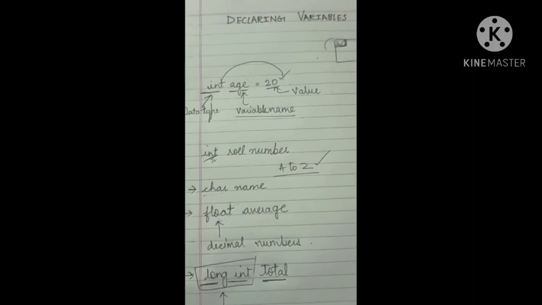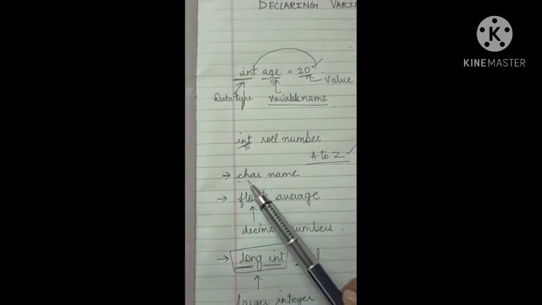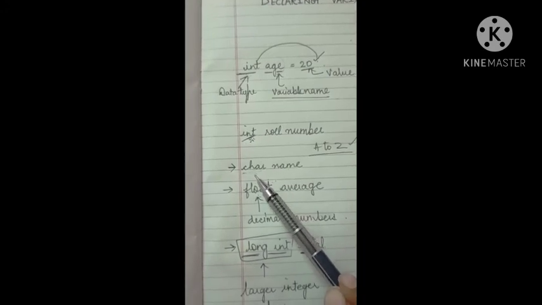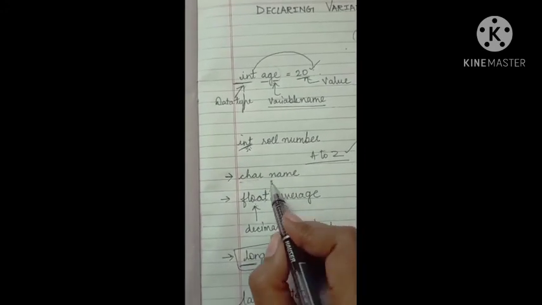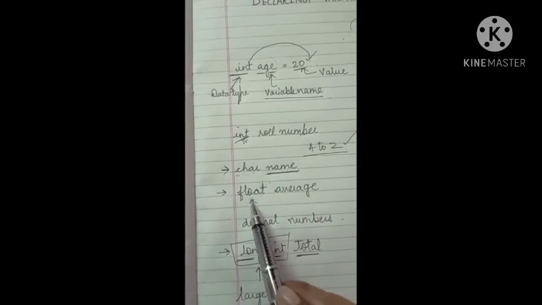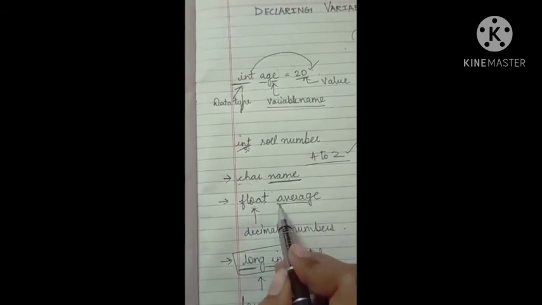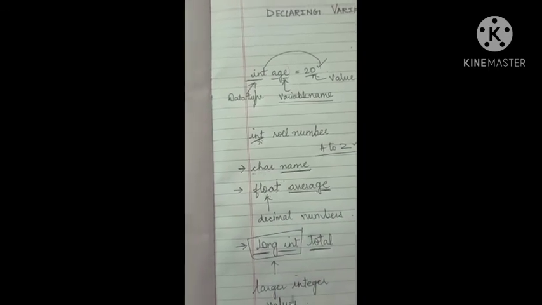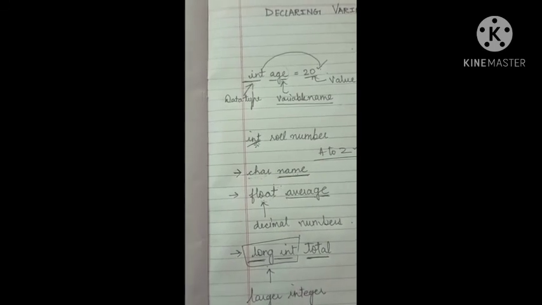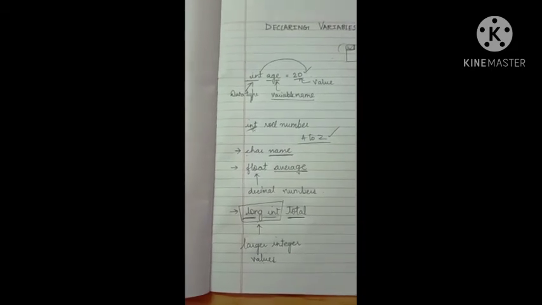This int is used for storing integer data type values, and this character data type is used for storing a combination of letters and numbers, and this name is a variable name. This float is used for storing values in decimal numbers, and this average is a variable name. Long integer is used for storing larger integer values. So this is how we declare variables in C++.